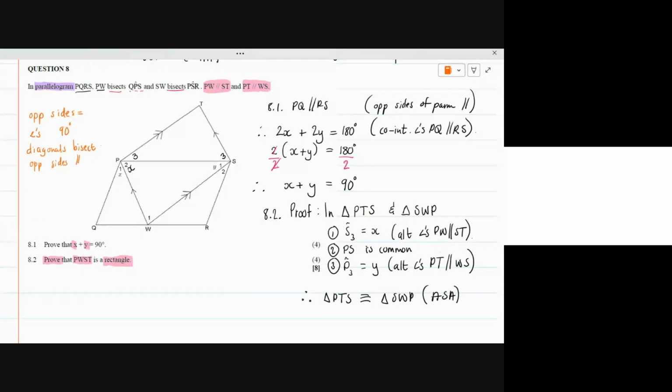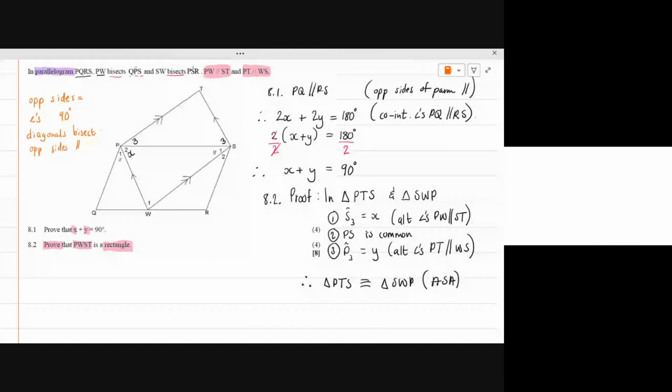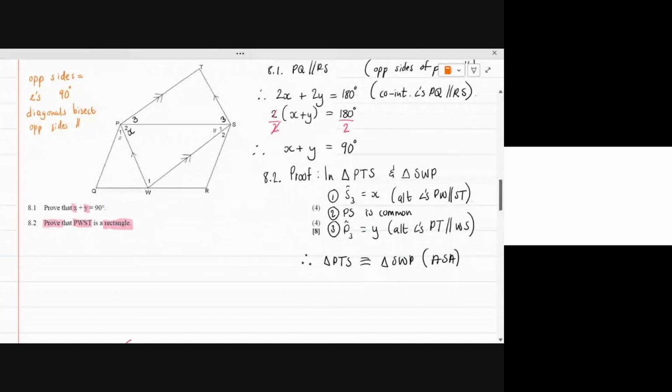That's it. Good. I know that the interior angles of my rectangle must each be 90 degrees. So we must now prove that the angles inside PWST are 90 degrees. Let me show you how we're going to do this. Let's go back to this statement that we have over here. I know that x plus y is equal to 90. Let me map out my triangle.